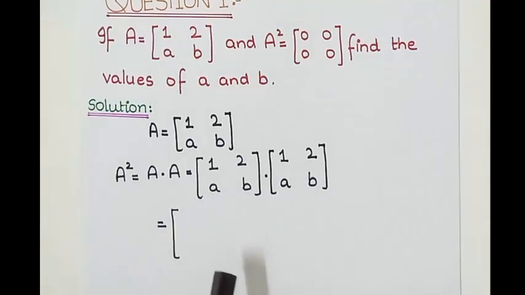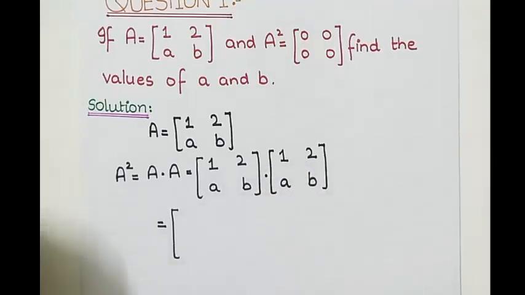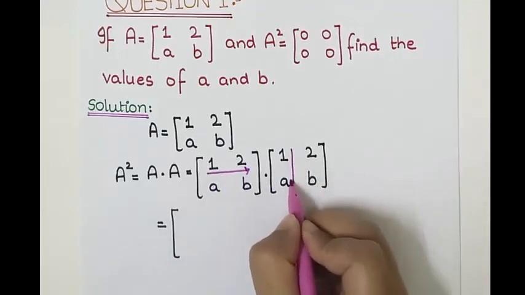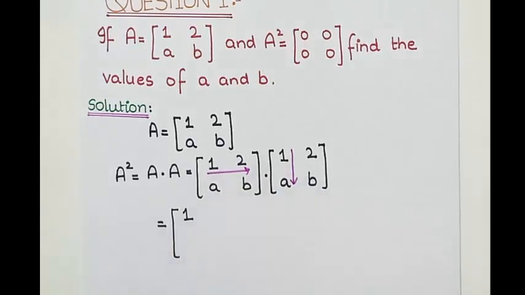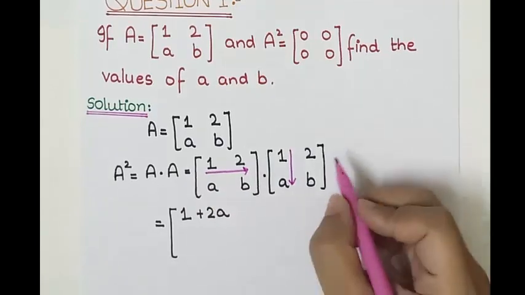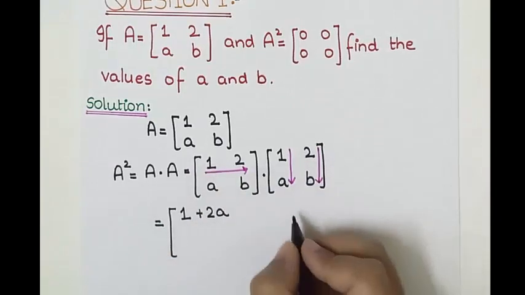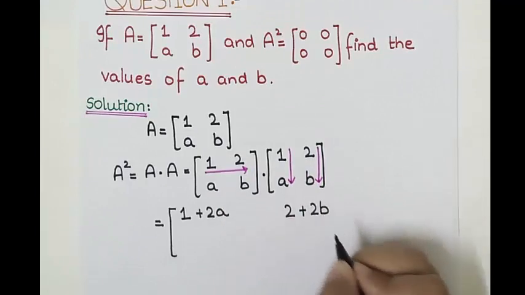As we know that the multiplication rule of two matrices is we multiply the rows with the column. So first we will multiply first row with the first column. So we have 1 into 1, which means 1, plus 2A. Now we will multiply the same row with this second column. And we have 1 times 2 is 2 plus 2 into B is 2B.